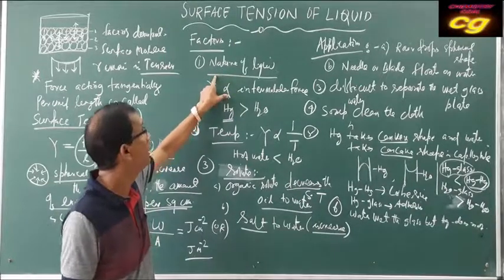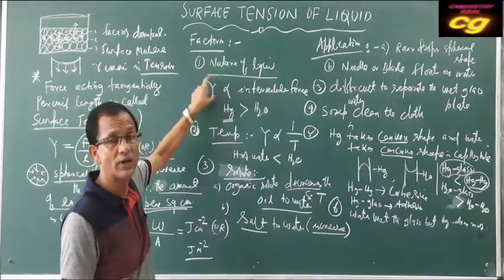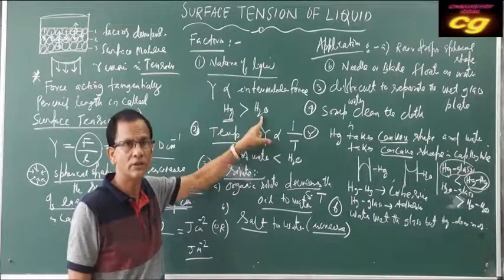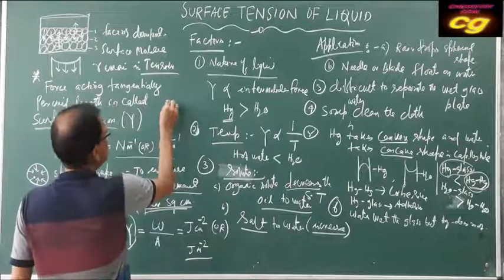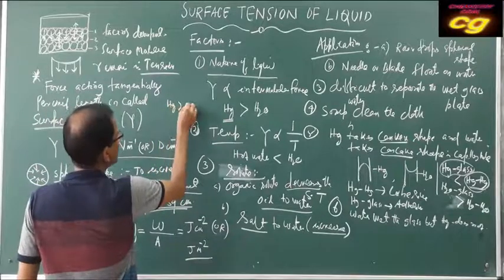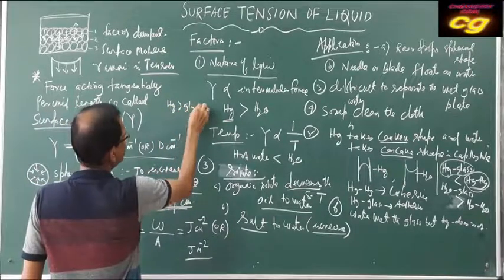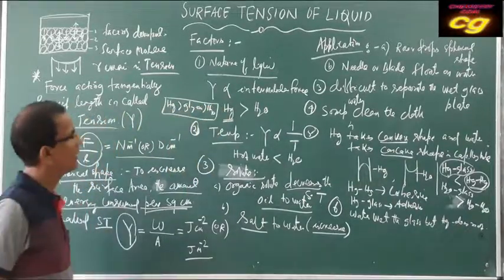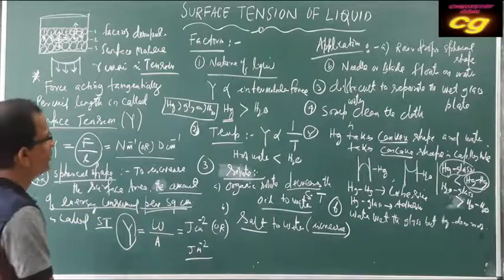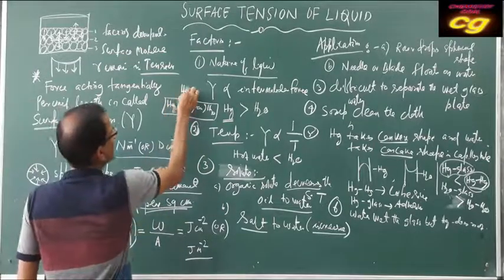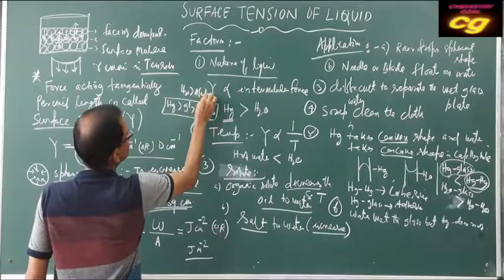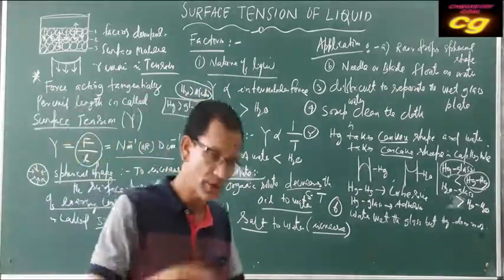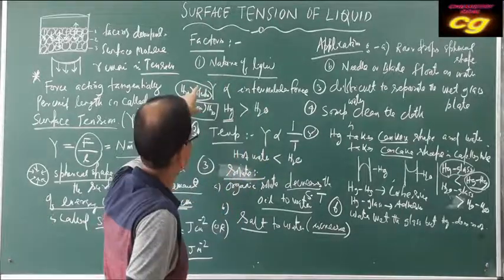Very important: nature. Different liquids have different surface tension. If you see, mercury has more surface tension than water. For example, mercury is greater than glycerin, which is greater than water. And water is greater than alcohol. So it depends upon the intermolecular force. If intermolecular force is more, surface tension is more.